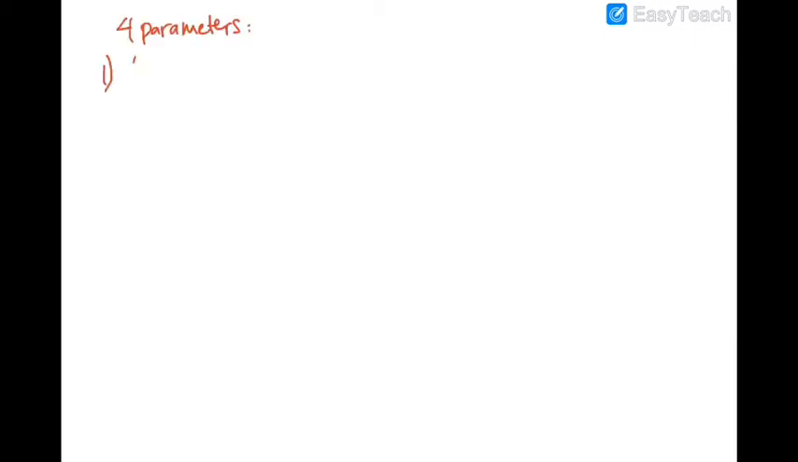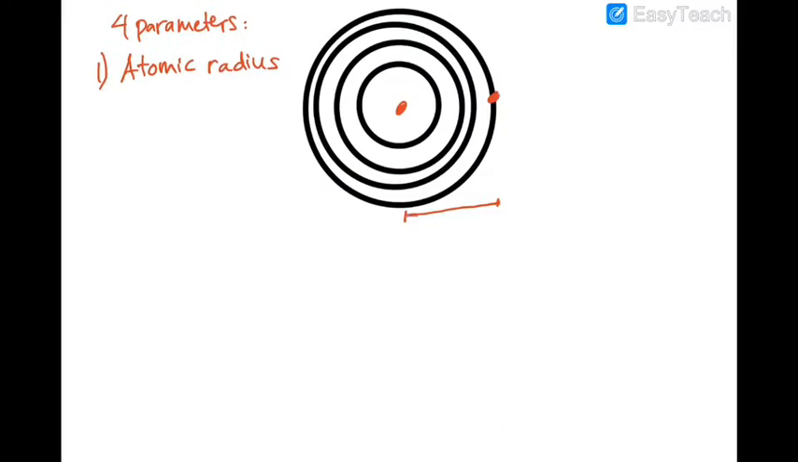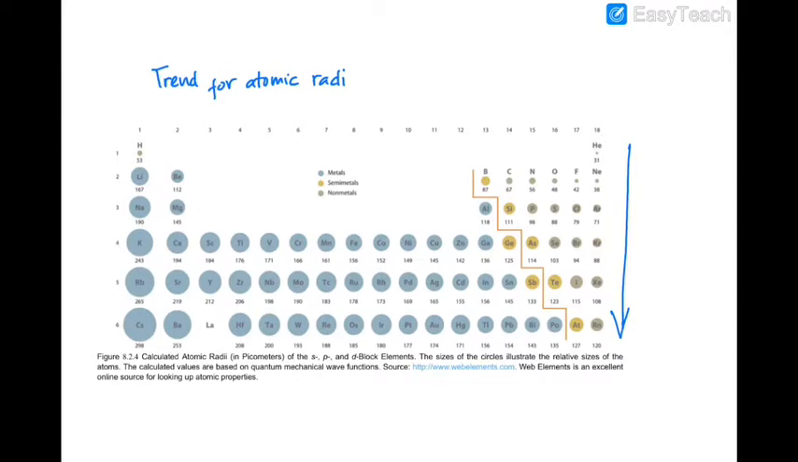The first one is the atomic radius. The radius is measured from the core to the outermost electron. So this is the radius. Okay? So right now you are seeing the trend for atomic radius, which is plural for radius. Now in this case you can see that going down the periods from period 1 to period 6, the radius or the size of the atom increases.